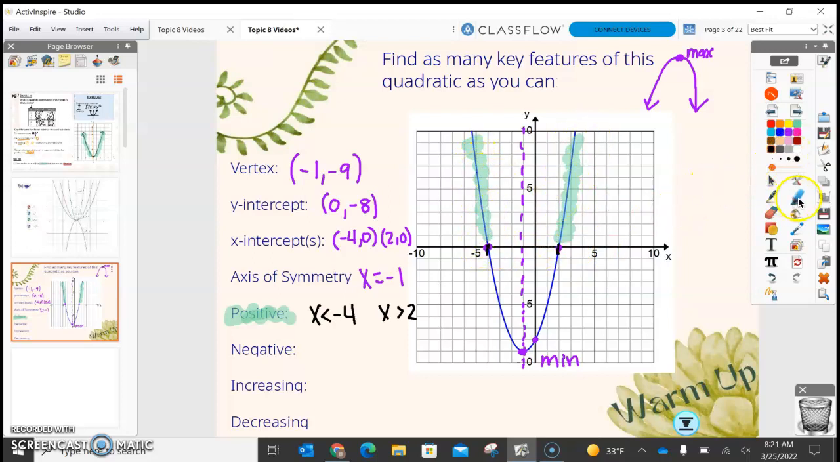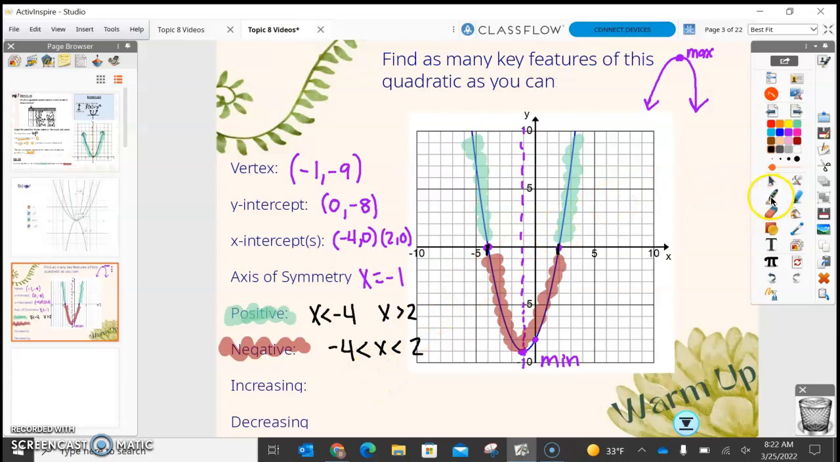Now, of course, when is the graph negative? We could easily color that, but we have to practice using our math notation to tell someone when it's negative. So we would say in this case that it's negative between -4 and 2. And this says x is less than 2, but x is greater than -4.